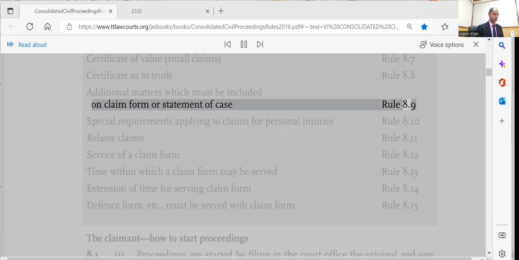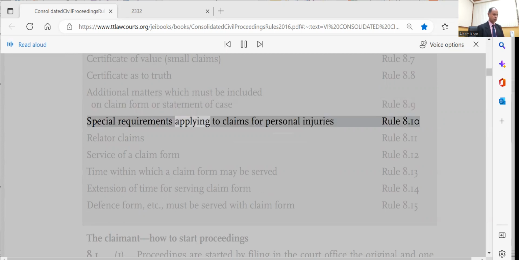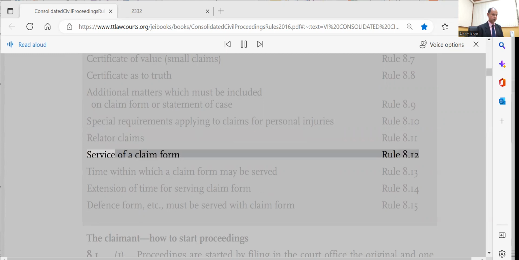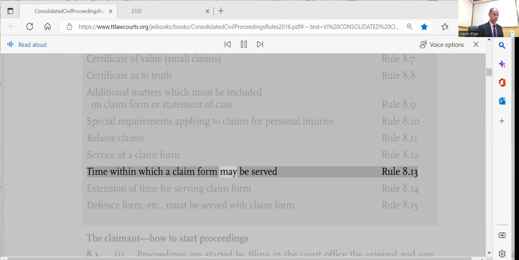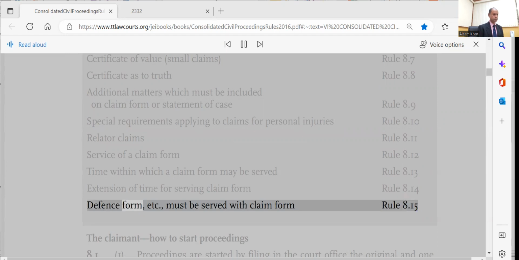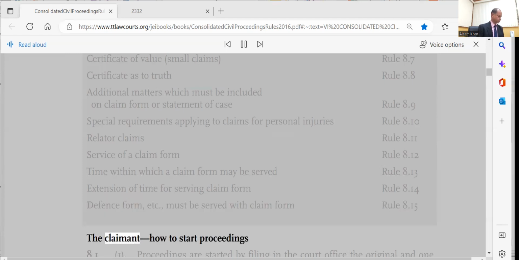Rule 8.9 Special requirements applying to claims for personal injuries. Rule 8.10 Relator claims. Rule 8.11 Service of a claim form. Rule 8.12 Time within which a claim form may be served. Rule 8.13 Extension of time for serving claim form. Rule 8.14 Defense form, etc. must be served with claim form. Rule 8.1 The claimant. How to start proceedings.